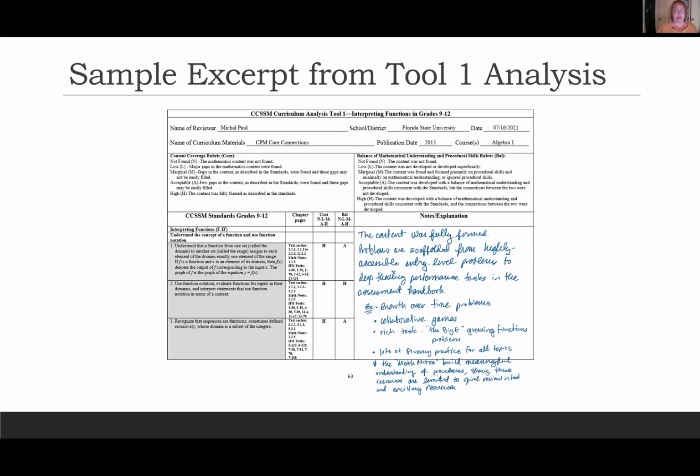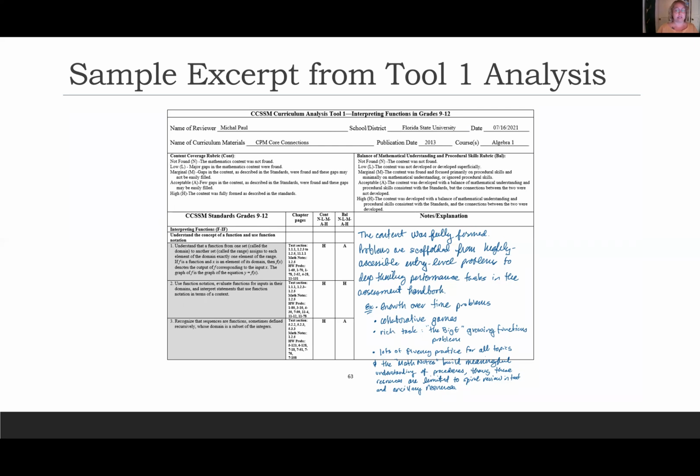This is a sample excerpt from the Tool 1 analysis. I examined each domain of the CCSSM, the Common Core State Standards of Mathematics, that is, and identified places in the student and teacher text where the standards were addressed. I looked to see if the content was covered in depth and meaningfully, as well as whether there was a balance between conceptual understanding and procedural fluency. This page shows one such analysis.